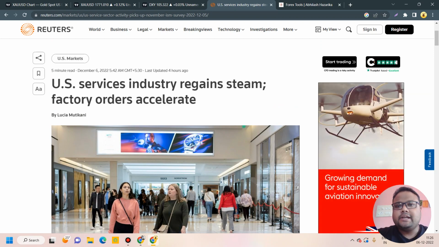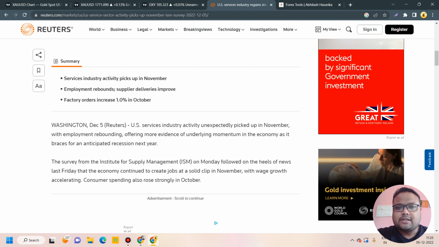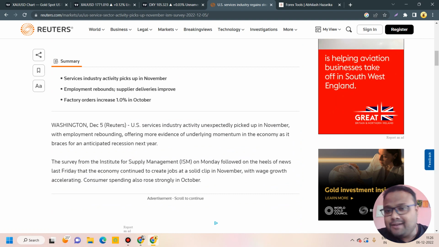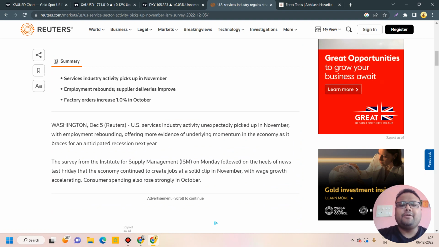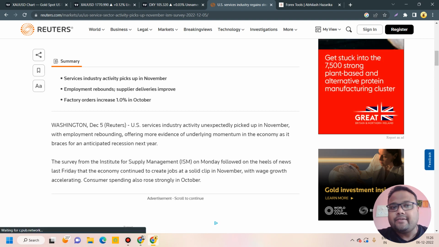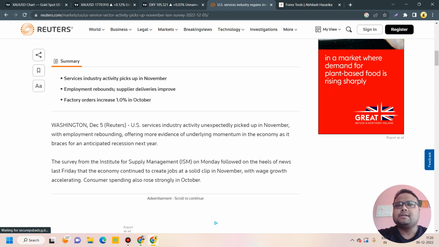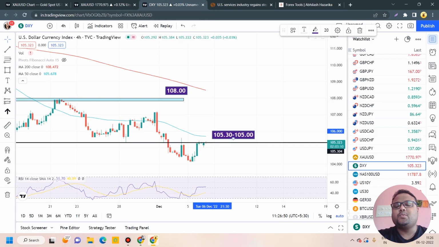US services industry regains steam, factory orders accelerate. US services industry activity unexpectedly picked up in November with employment rebounding, offering more evidence of underlying momentum in the economy. Factory orders increased by 1%. So overall it was a positive picture, and as a result, we saw recovery on DXY, the US dollar currency index.